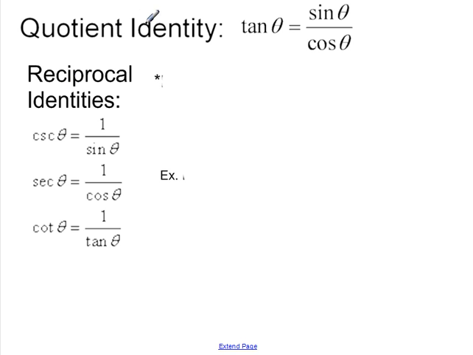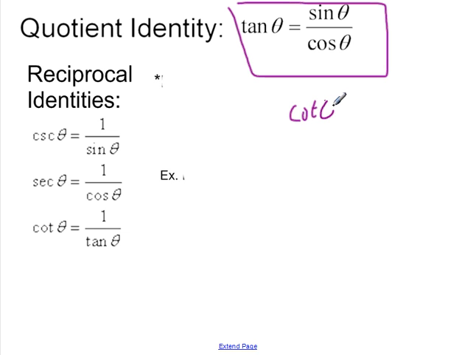Alright, quotient identity. That's tangent equals sine over cosine. You could also use its reciprocal, cotangent. If I'm taking the reciprocal of the tangent to get cotangent, I take the reciprocal of that fraction to get cosine over sine. The way I remember what goes with what is this: the cotangent has a c in front, c on top. Tangent goes with the sine.